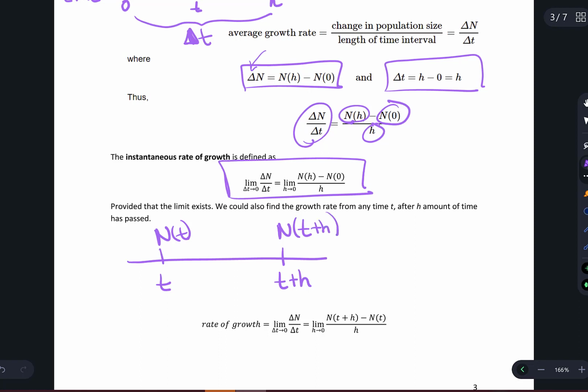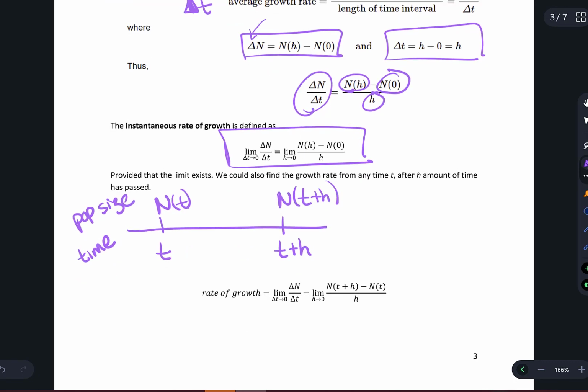So one way to think about this is if I start at day 20 and I want to look at the change over 4 days, h would be equal to 4. So I would start at day 20, go up to day 24. And so again, here on the top of the timeline, I've got population size, and here at the bottom, I have time.